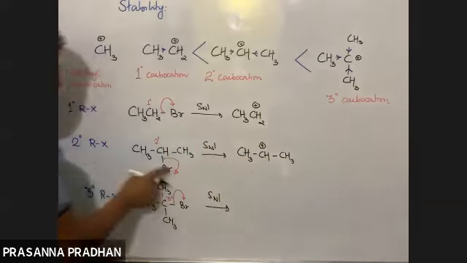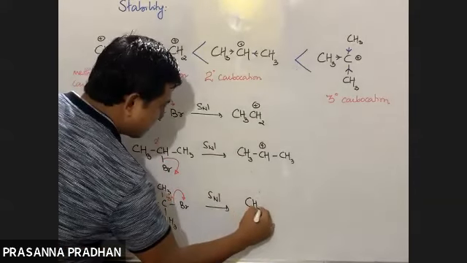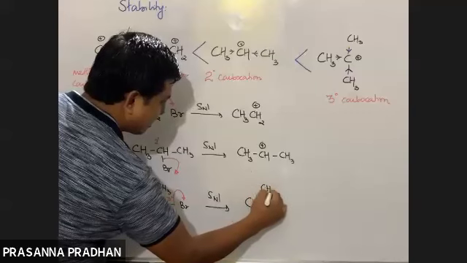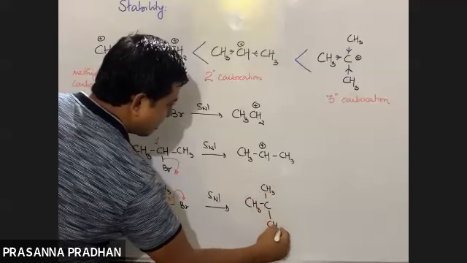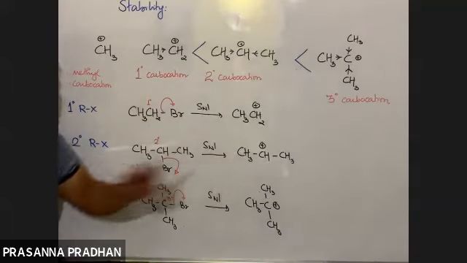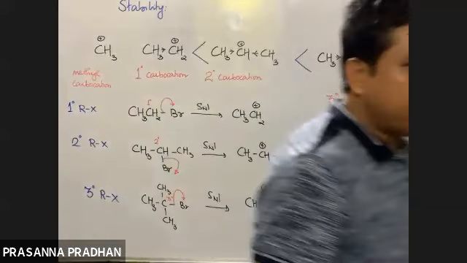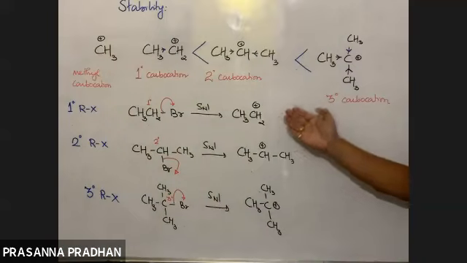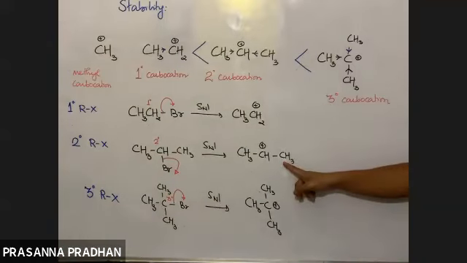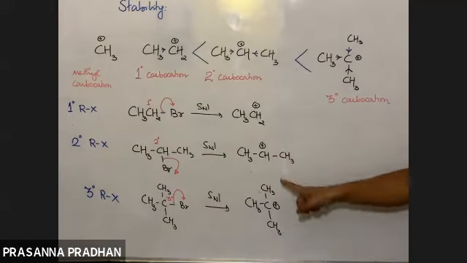Remember, the positive charge will be on the carbon atom containing halogen. Which carbocation? This. So 1 degree alkyl halide will give you a 1 degree carbocation, 2 degree alkyl halide will give you a 2 degree carbocation, 3 degree alkyl halide will give you a 3 degree carbocation. Now, which carbocation is most stable?